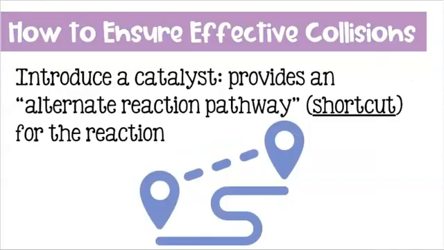Another way to ensure an effective collision is to introduce a catalyst. Catalysts provide an alternate reaction pathway or a shortcut for the reaction to occur. The reason why catalysts work is because they lower the activation energy, or the hill the particles have to get over with their energy.